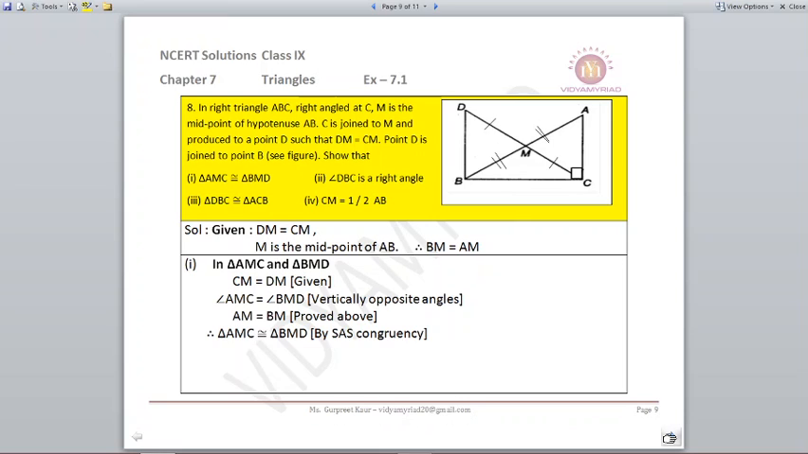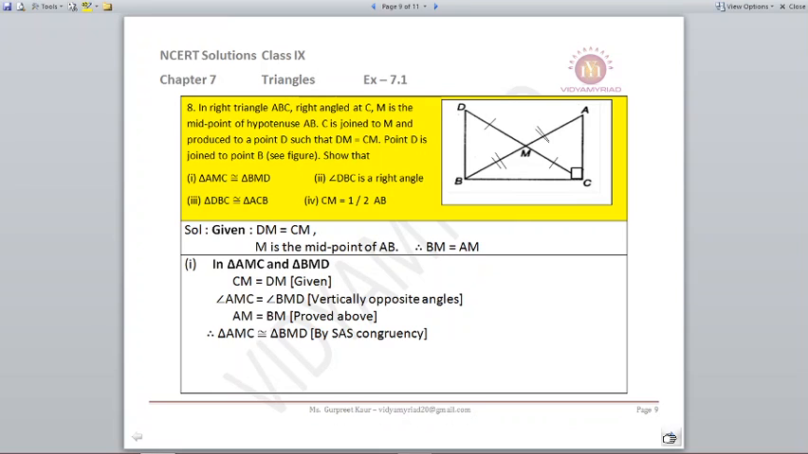Question number 8. In a right triangle ABC, right angle at C, M is the midpoint of hypotenuse AB. So if you see AM and MB, they will be equal, and C is joined to M in such a manner it's produced to D, DM is equal to CM. So it is already given to us. Now we need to prove that triangle AMC and triangle BMD are congruent. That means opposite triangles. So let us see in triangle AMC and triangle BMD what all we have with us.